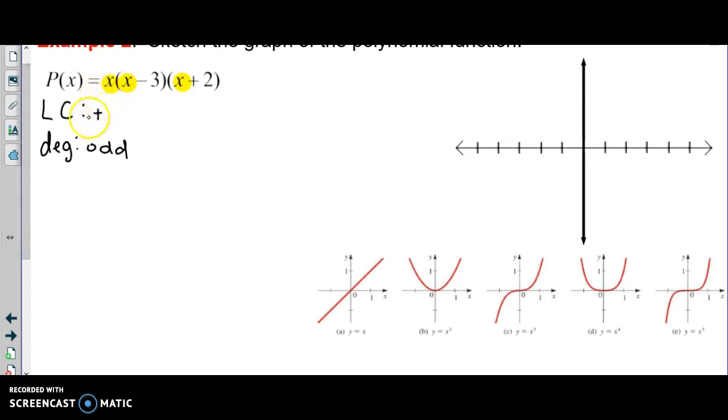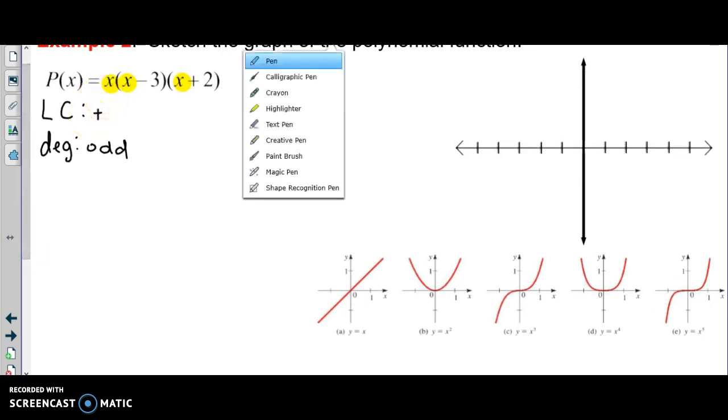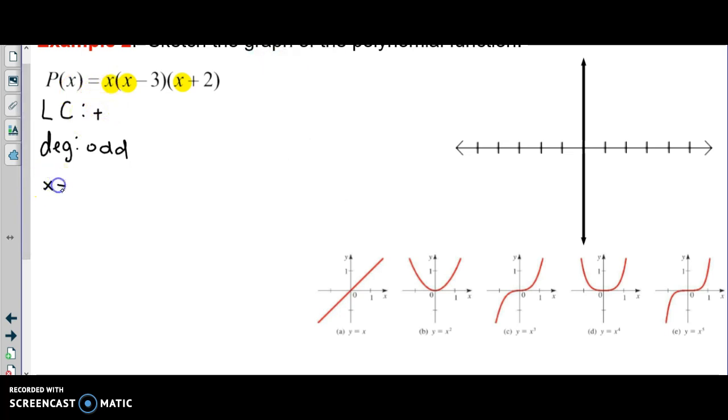Then I want to take every single part of these and set them equal to 0. So if I take x equal to 0, I know x equals 0 gives me some type of a linear format, makes a line. Then if I take x minus 3 and set that equal to 0, I get x equals positive 3. Well, I also know that this is a linear image. And then if I take x plus 2 and set that equal to 0, I get x equals negative 2. And that's also linear.